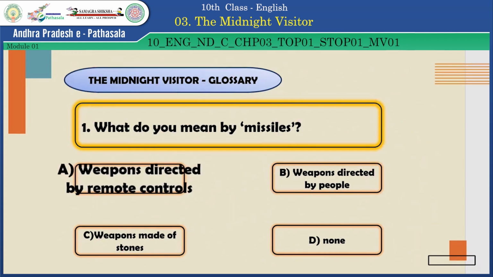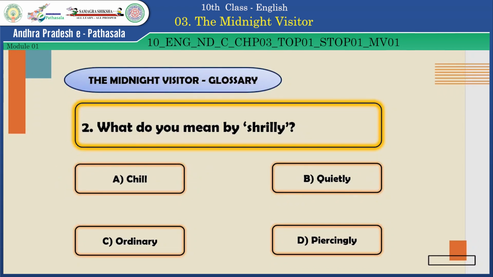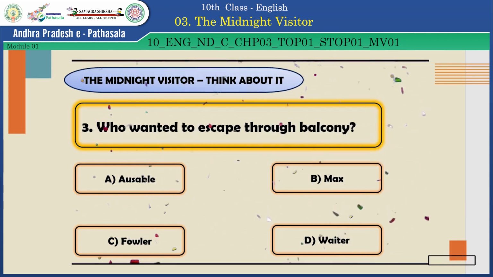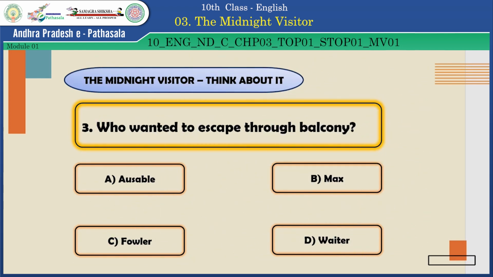Question number 2. What do you mean by shrilly? Options: A. Chill. B. Quietly. C. Ordinary. D. Piercingly. Magnificent. The right answer is D. Piercingly. Think about it.